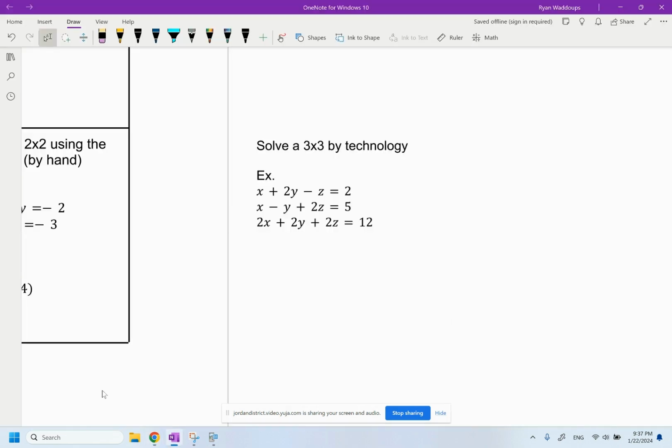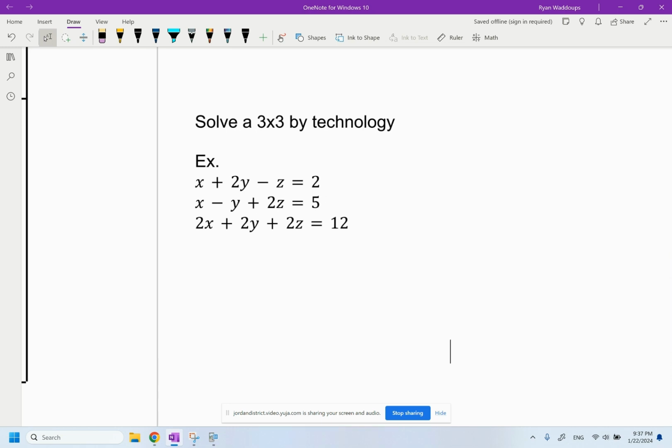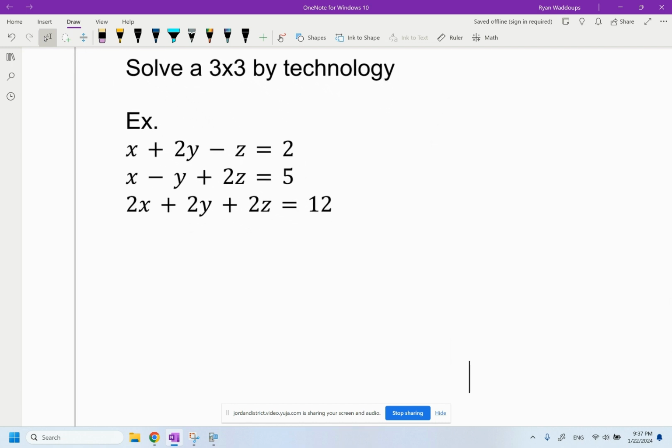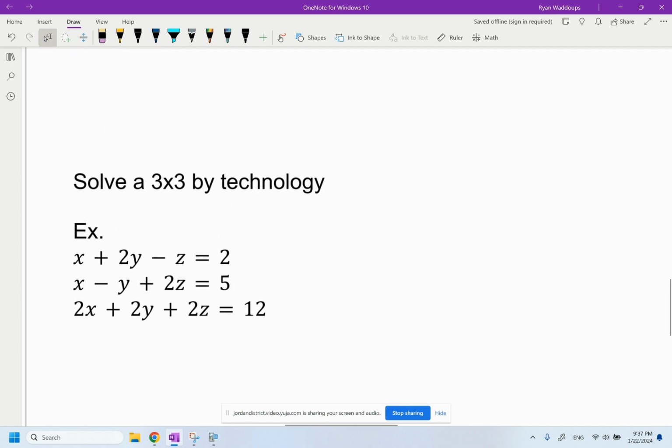Hi, welcome. Here we're going to learn how to solve a system of three equations with three variables using technology. And so the first thing we want to do is maybe a little understanding here first.